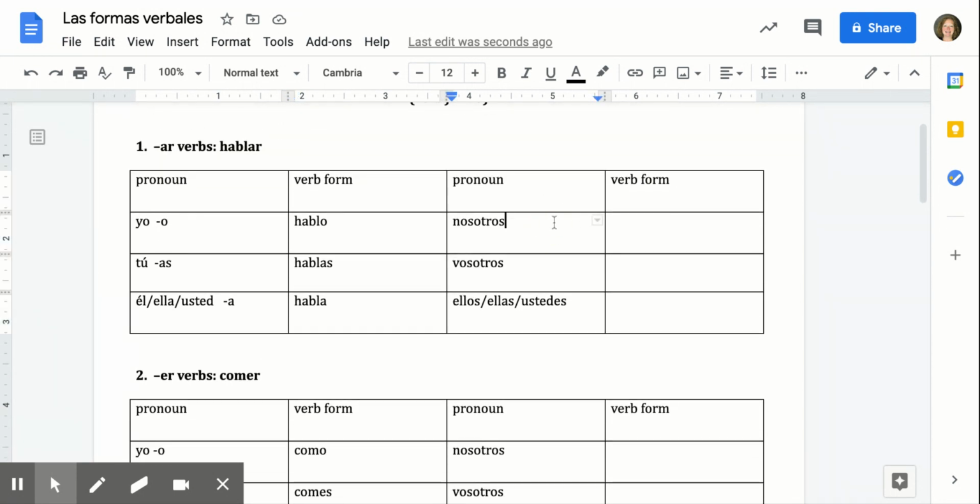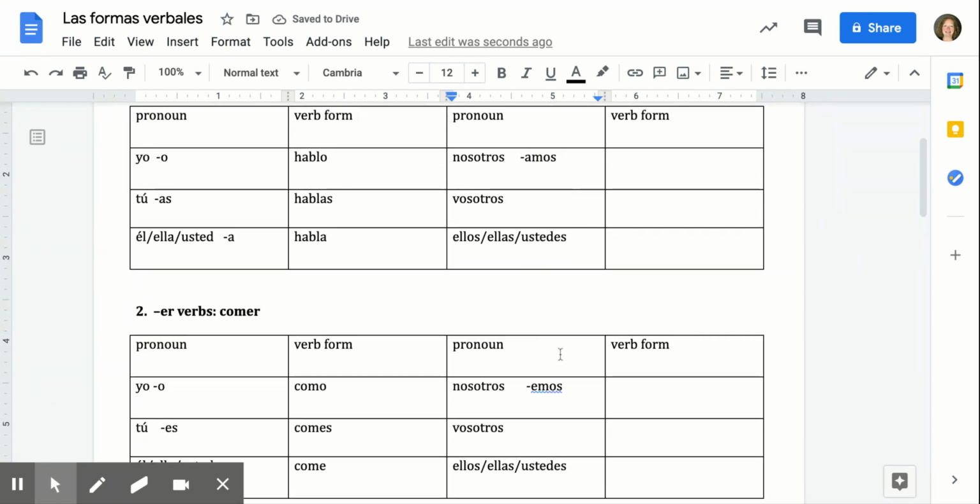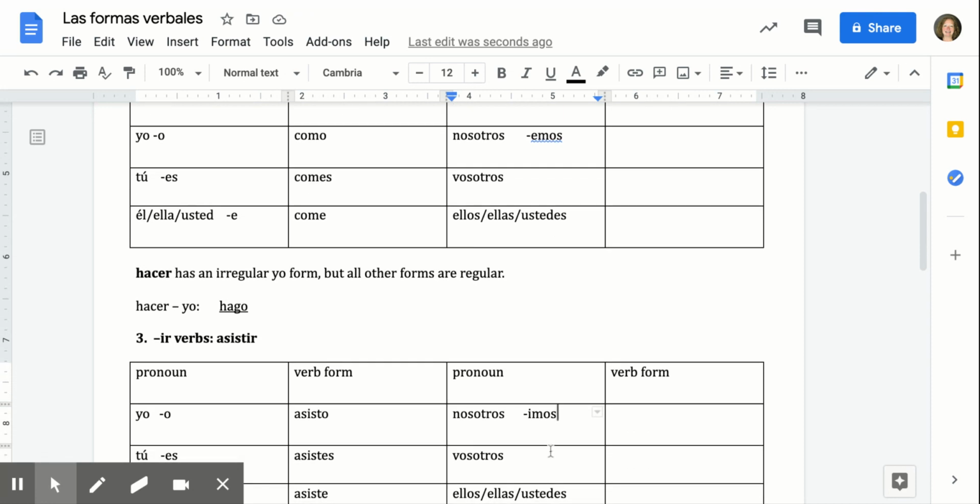Nosotros. So the nosotros form has a slightly different ending for all three verbs. So this is -amos. But you can guess here what's going to happen. This is -amos. And I really bet you can guess what's going to happen here. This is -imos. So AR verbs are -AMOS, ER verbs are -EMOS, IR verbs are -IMOS.